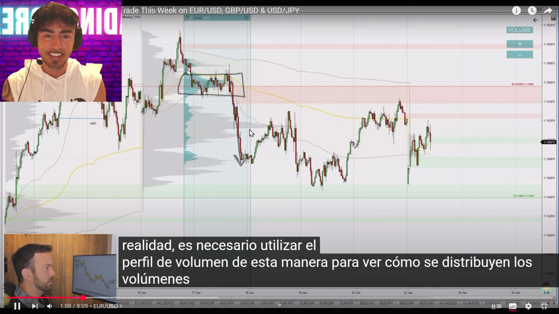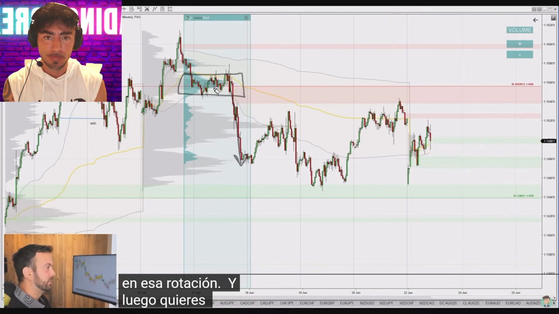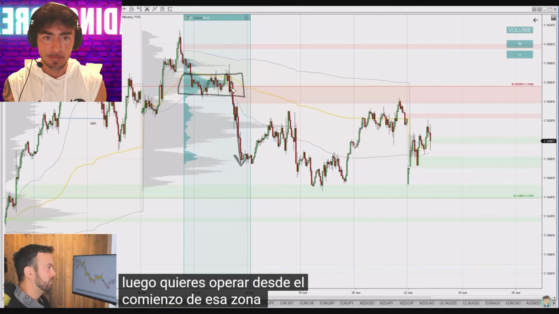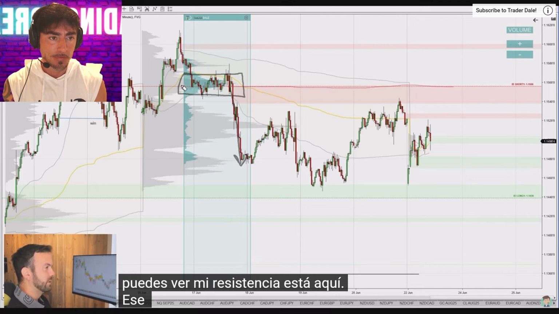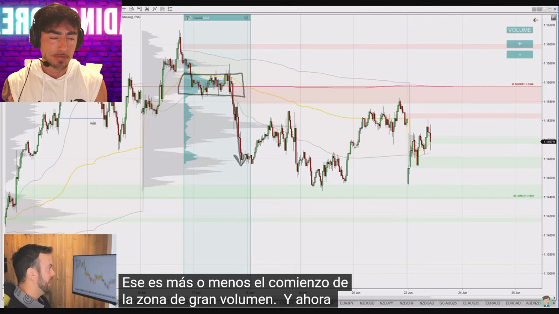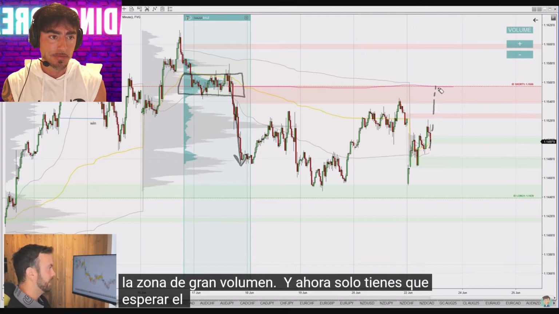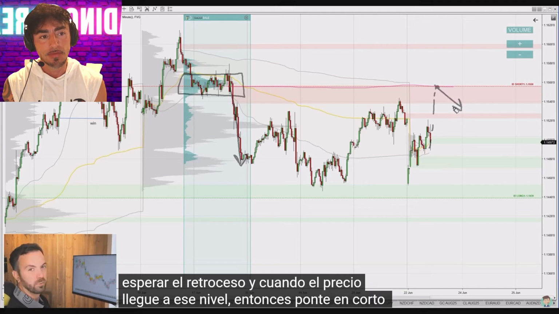To see how the volumes were distributed in that rotation, and then you want to trade from the beginning of that heavy volume zone. As you can see, my resistance is right here. That's more or less the beginning of the heavy volume zone. And now you just wait for the pullback, and when the price hits that level, then go short from there.